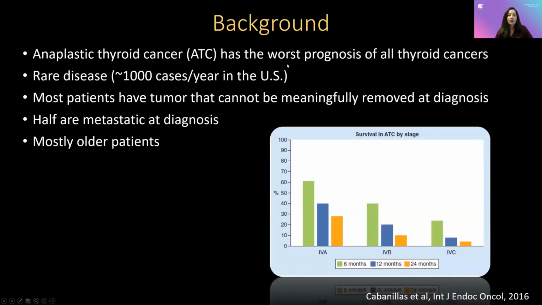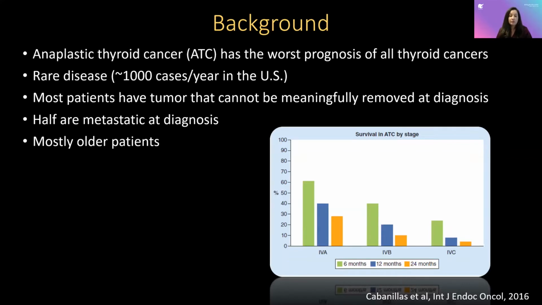There we go. All right, so in terms of background, anaplastic thyroid cancer is the most aggressive of the thyroid cancers. It has the worst prognosis. Historically, it was rare to survive anaplastic thyroid cancer. That has changed a little bit in recent years. It's still a rare disease, thankfully.